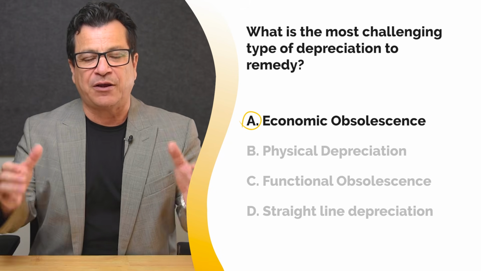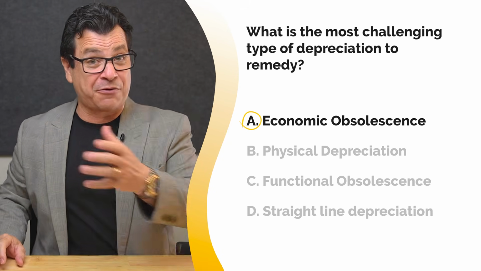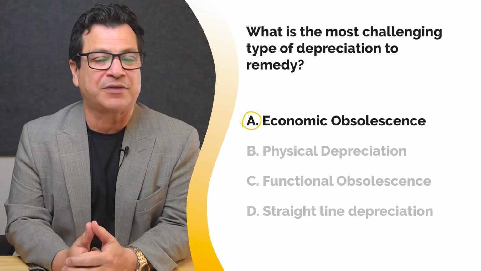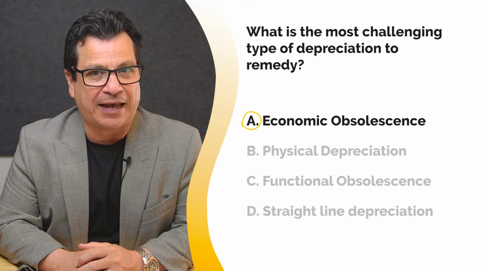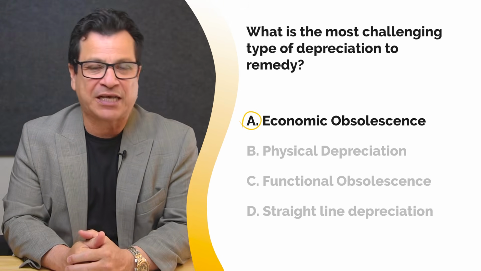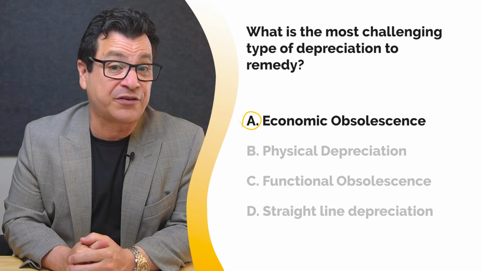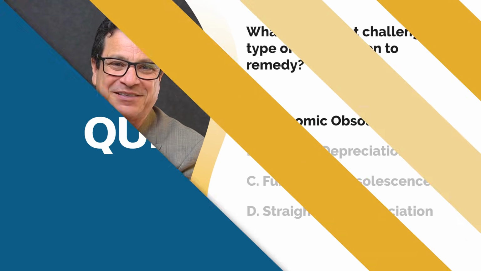Great explanation. When it comes to our personal properties, our homes, we can fix physical deterioration. We could fix functional obsolescence in our properties, in our homes. But we can't really fix anything out in the environment, out in the community, out in the government. That's outside of our home, outside of our control. And that's the hardest type of obsolescence to remedy. So the answer here is straight shot, economic obsolescence.